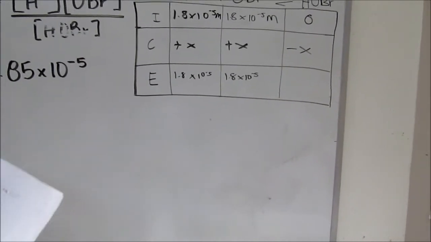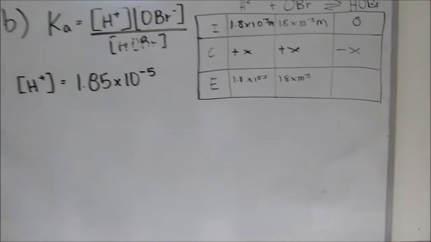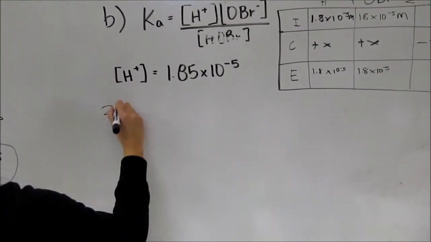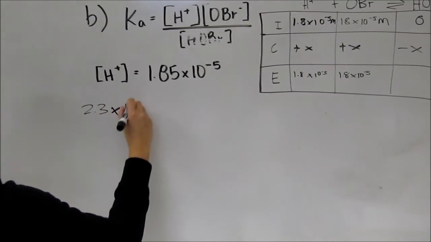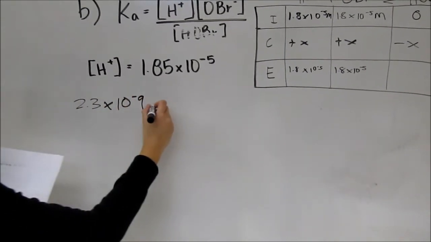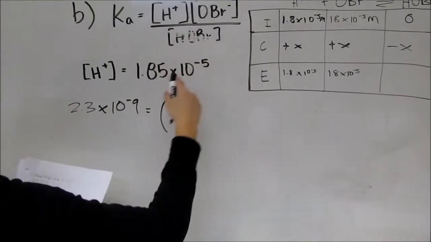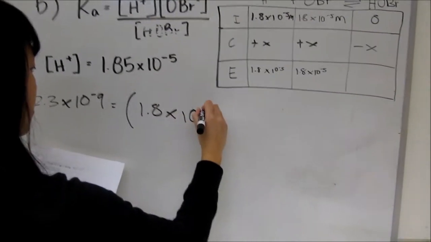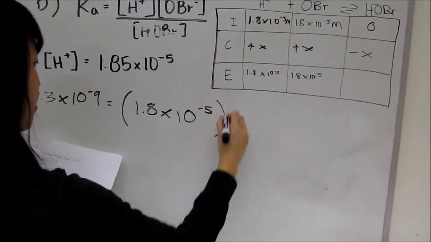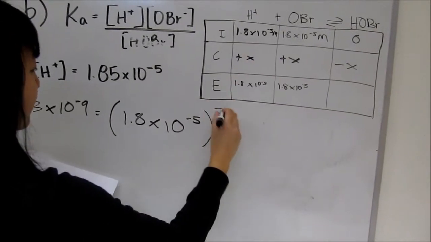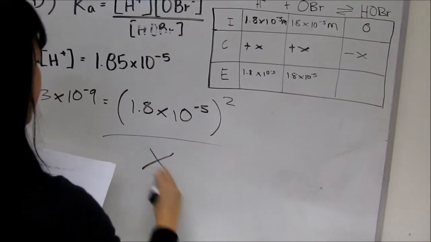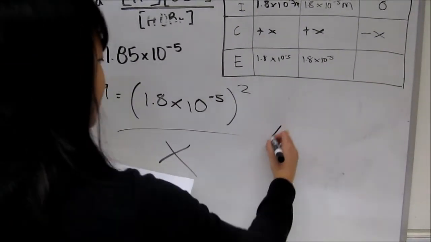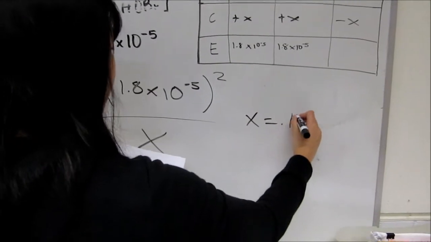So then since we're also given the Ka value from earlier, we could plug it into this one to solve. So 2.3 times 10 to the negative 9 equals products, which is 1.85 times 10 to the negative 5. Since it's the same thing right here, we could square it over x. And then once you do your calculations, you'll get x equals 2.14.